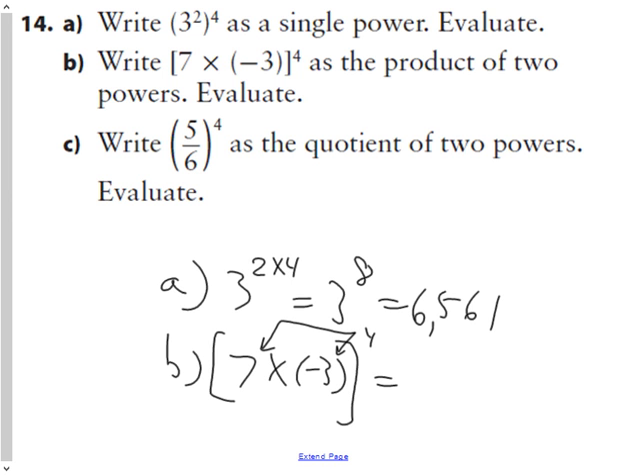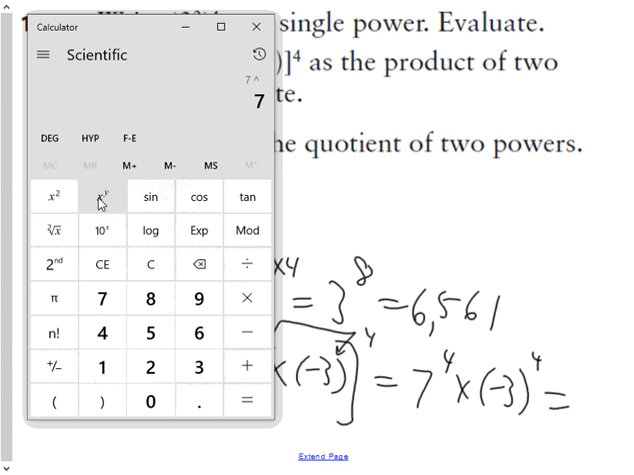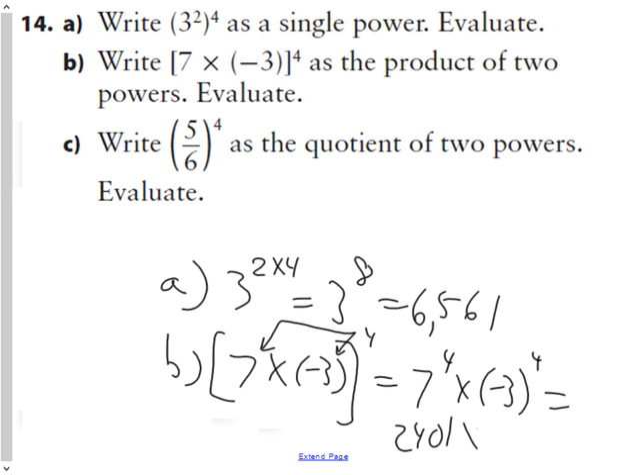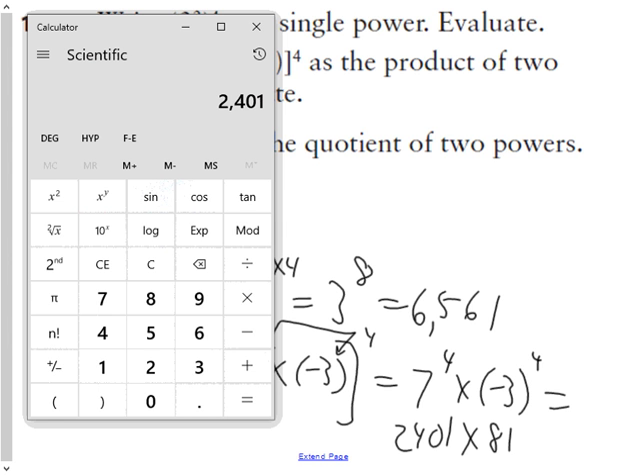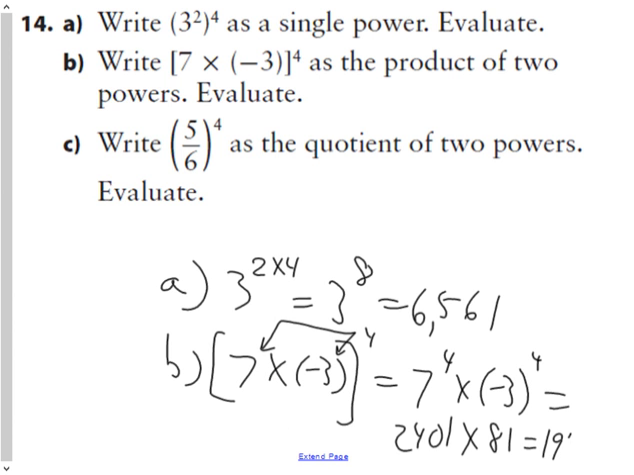This would become 7 to the exponent of 4 multiplied by negative 3 to the exponent of 4, which would be 7 to the 4th is 2401, multiplied by negative 3 to the 4th, which we already know is 81 because we did it already. And we take our calculator, take that number. What's that? I can't do that in my head. What do you think I am? I can't do it. Too smart. 194,481.